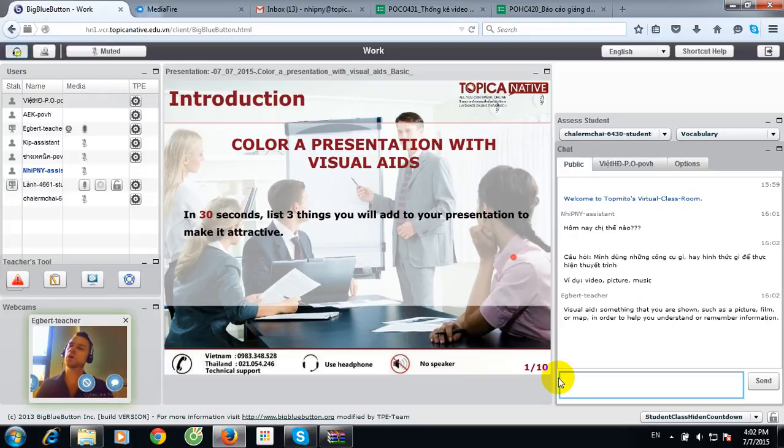So a visual aid, Lang, I put it in the chat box. Something that is shown, such as a picture, a film, or map, in order to help you understand or remember information. Yes? Yes. Very good. Perfect. Thank you very much, Lang.